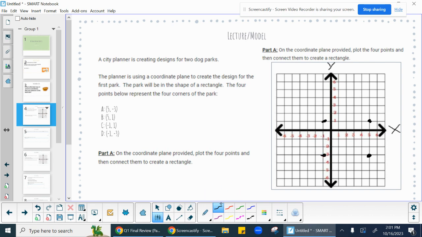So this is my rectangle, and it asks us to connect the points. So that's what I'm going to do now. I am using my line tool, just like you should on Linkit. Yours looks different because this is not Linkit, it's Smart Notebook, but you get the picture. All right, so that is my dog park.